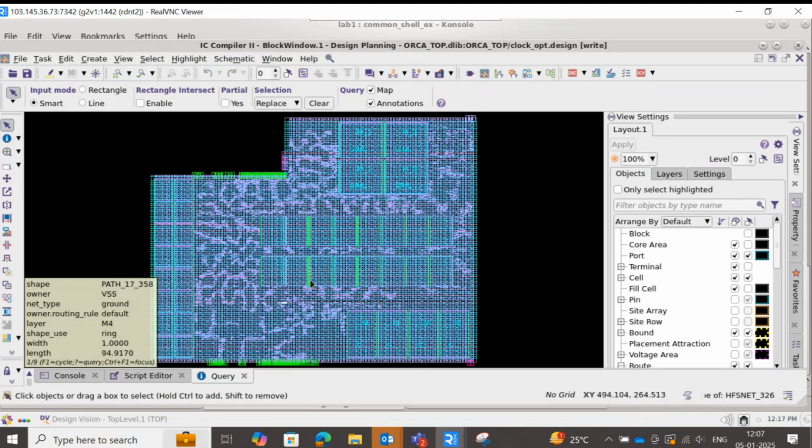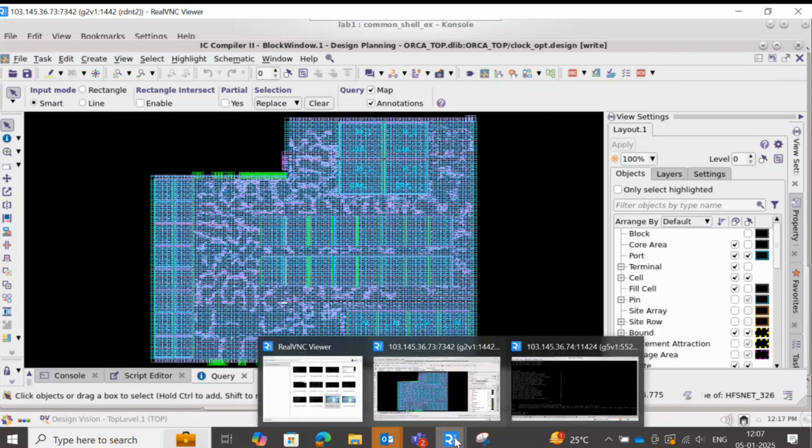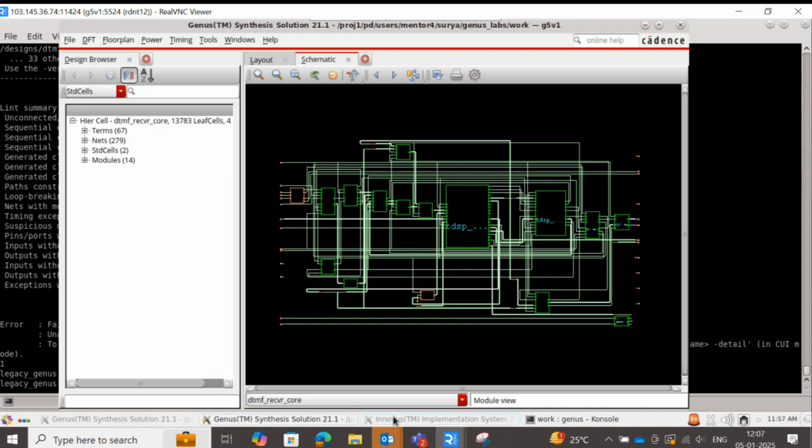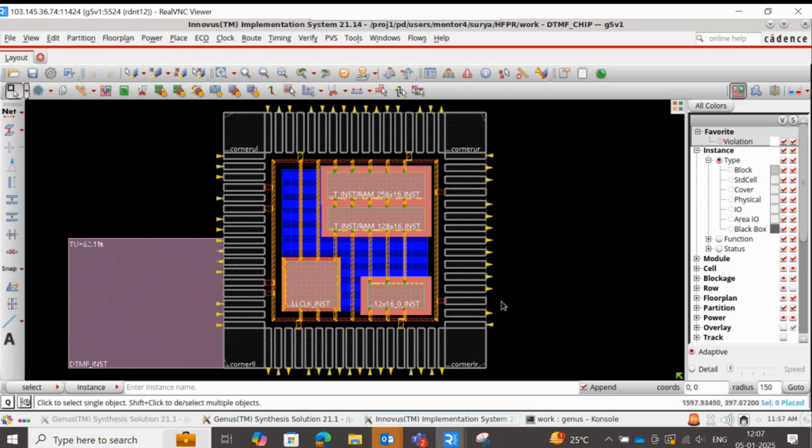All right, now let me show you DTMF. This is the schematic actually. Genus is a synthesis tool, so this is how the schematic is. And let me show you Innovus. This is how the Innovus tool, which is from Cadence, looks like. In Innovus, we have DTMF.